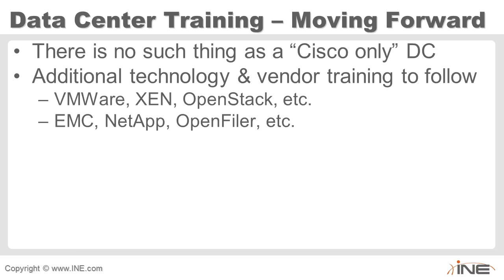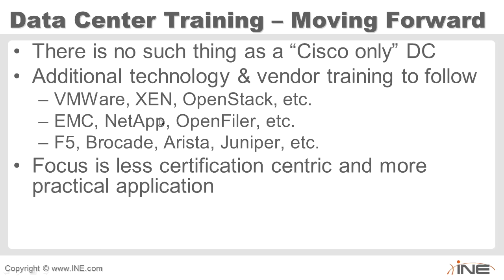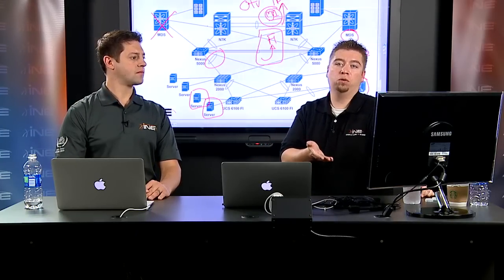Then different types of layer 2 switching and layer 3 routing vendors like F5, Brocade, Arista switching, Juniper, both from a layer 2, from a layer 3, and from a security point of view. So a lot of these different vendors we're going to be adding into the mix. The key, though, is that this delivery is not going to be as certification-centric as the Cisco training is, because you may not need to get Juniper certified or VMware certified, but from your day-to-day job, you may need to know how do I use JunOS, or how do I use vSphere or vCenter?